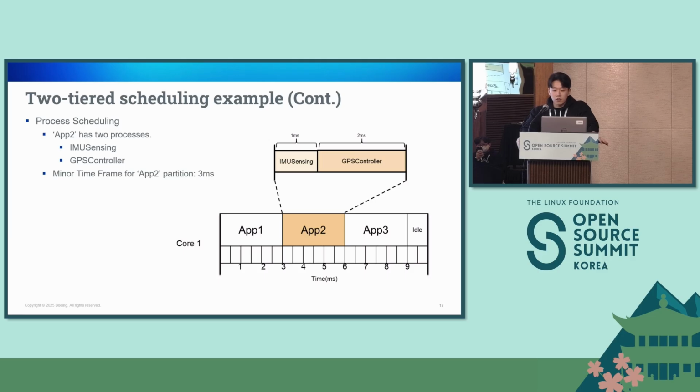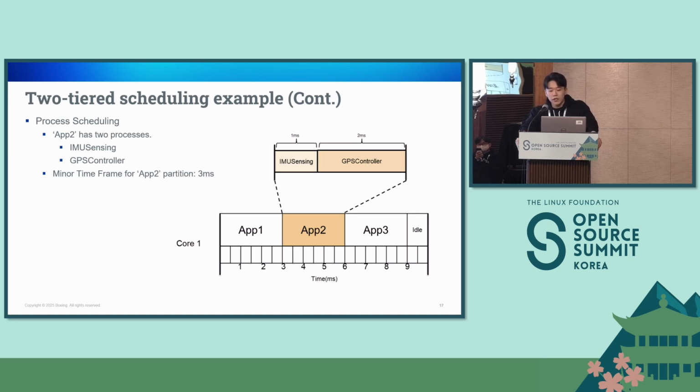Let's take a closer look at the next tier. Suppose this system is running navigation software. The applications need to process sensor data while computing navigation solutions. Application 2 runs two periodic processes, one processing inertial measurement unit data, and the other processing GPS data. Let me explain how these processes are scheduled in this context.